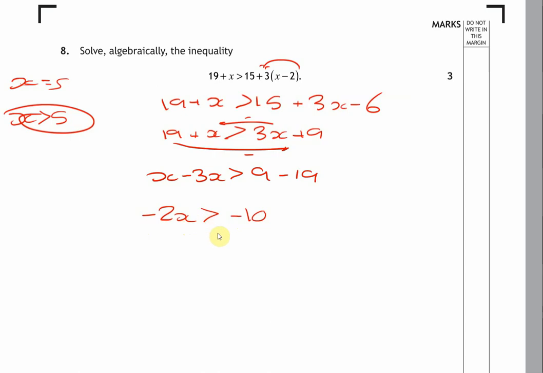Now when you divide by a negative number with an inequality, the sign reverses. That's the one key rule you must remember. So x is going to be less this time than minus 10 divided by minus 2. So x is less than 5. And that's how you would go about solving your inequality. That just gives you the range of x values.